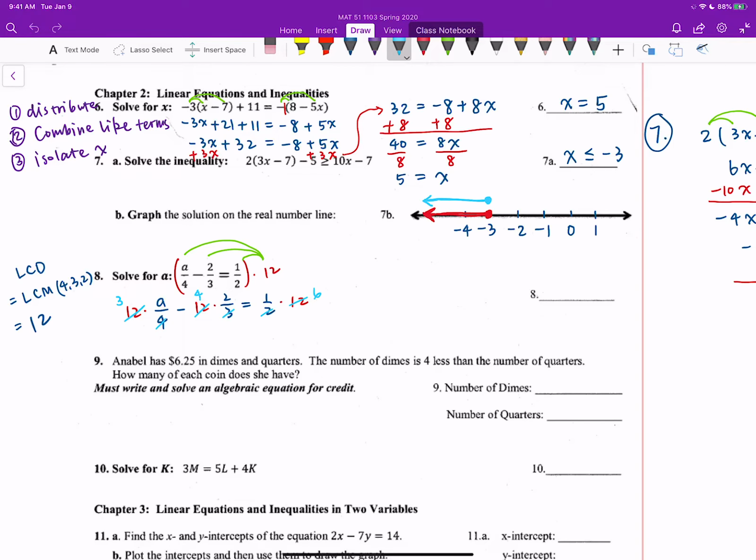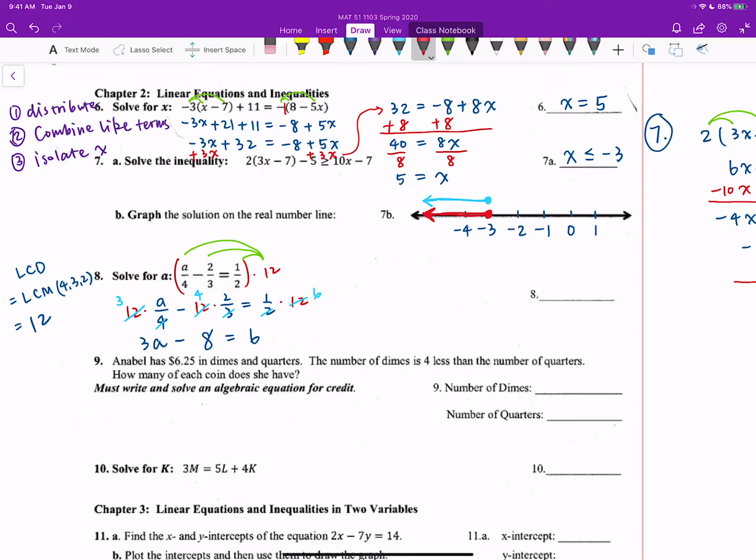Notice that no denominators exist anymore. All the denominators are gone after I multiply everything by LCD. That is the whole purpose of multiplying both sides by LCD, to get rid of all the denominators. Let's write down what's left. On the left hand side, you have 3a, and then you have a minus sign, 4 times 2, that is 8, equals 1 times 6, that is 6. So this is an equation that's much easier to solve.